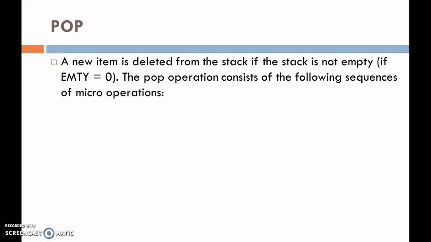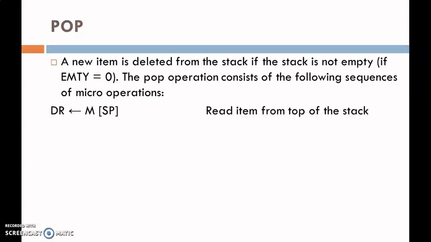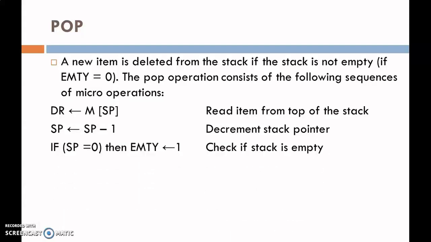It consists of various micro operations like this. First of all, the data indicated by the stack pointer, which is the location M of SP, is stored in the data register. After storing the data in the data register, it decrements the value of the stack pointer. Now check the value of the stack pointer.